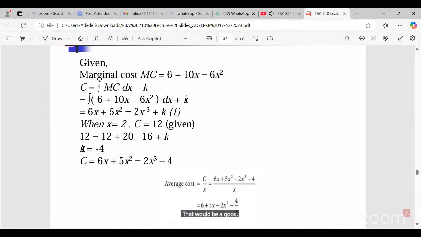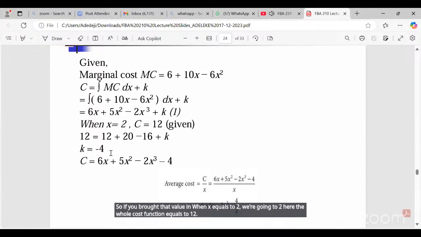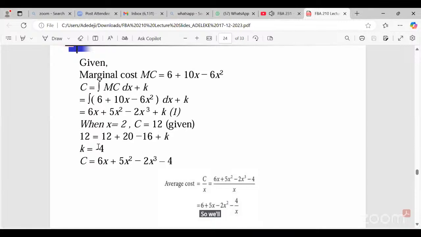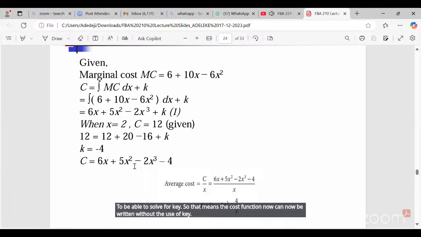That will make us calculate the arbitrary constant. So if you plug that value in, when x equals 2, plug in 2 here, the whole cost function equals 12. So we'll be able to solve for k. That means the cost function can now be written without the use of k.